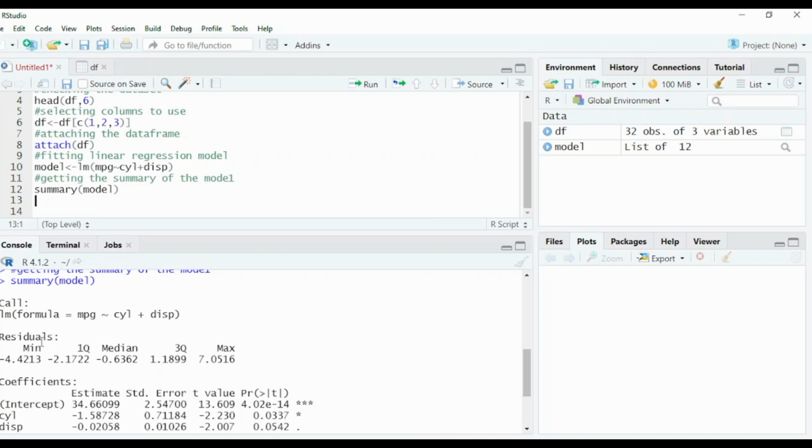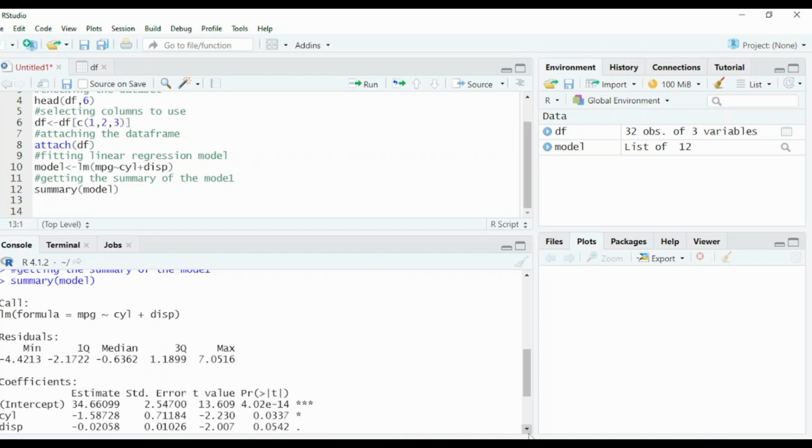And then the residuals. So guys, what are residuals? Residuals are actually the actual values minus the predicted values. That's what residuals are. So if you check here, you find the minimum residual, the first quartile, and the median. So guys, you want your residuals to have a median that is closer to zero. If it's closer to zero, it shows that our residuals are symmetrical. But if the median is far away from zero, it means that our residuals are skewed. So that's not good. Now after the residuals we have the coefficients.